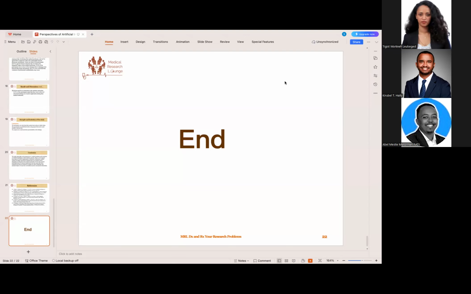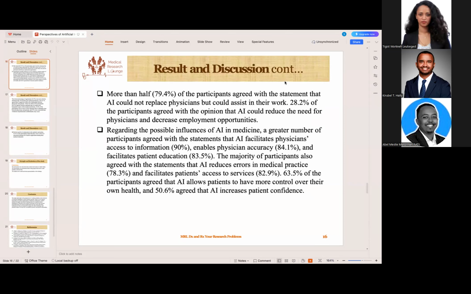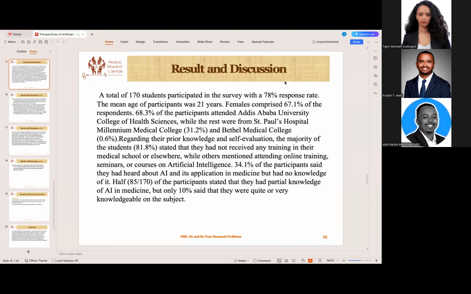The other question is on the results and discussion points. The results state that 81.8% had no training, and it also mentioned that 50% of them claimed partial knowledge. So my question is, I don't see it, but did you plan to have any discussion attempting to explore the potential source of this partial knowledge? You can mention social media, popular press.